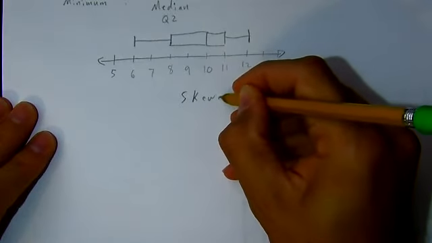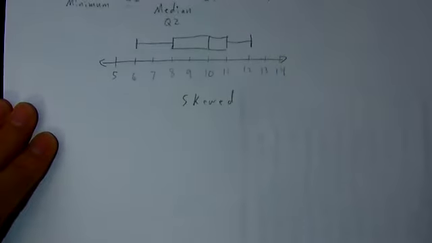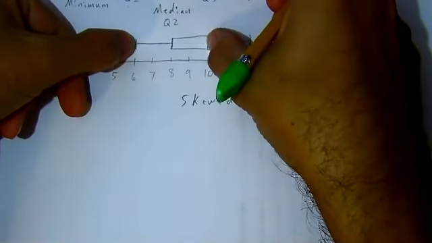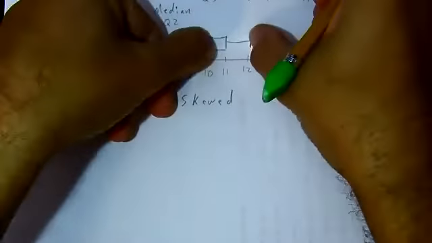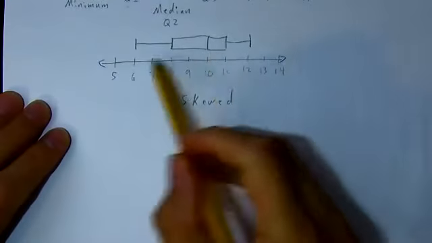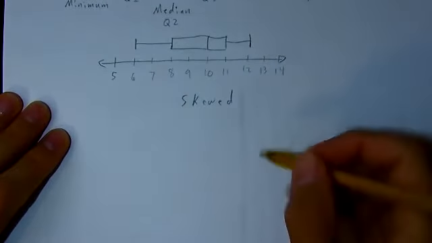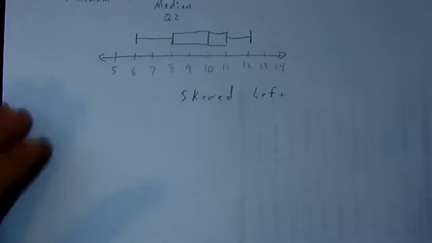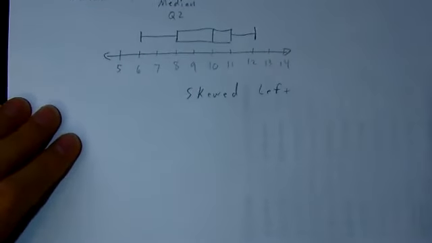Skewed means it's heavy to one side. So if you look from here to here, it's got quite a bit of range. From here to here, it's very short. So this would be skewed left, just slightly.